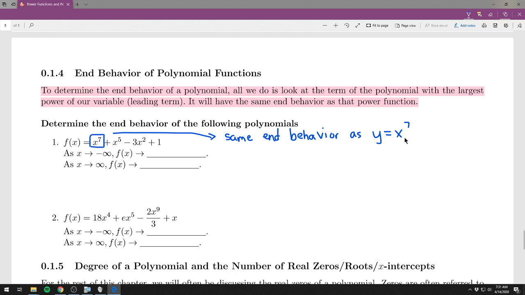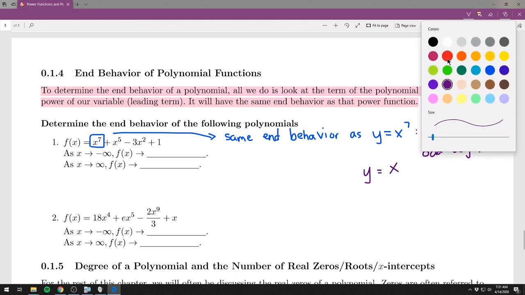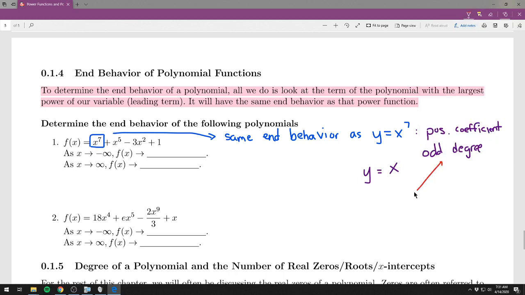So it's going to have the same behavior as y equals x to the 7th. And now it's just a matter of how you figure that out. If you want to graph this, you can. If you want to point out the two things and make a picture on your own, you can do that as well. We have a positive coefficient, and we have an odd degree. So I'm thinking about y equals x, and the graph of y equals x is the line with positive 1 slope.